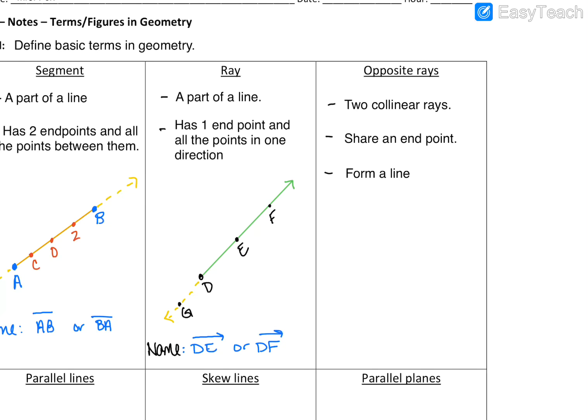All right, opposite rays. Now this is going to look like, I'm going to do two different colors here. Kind of like this.